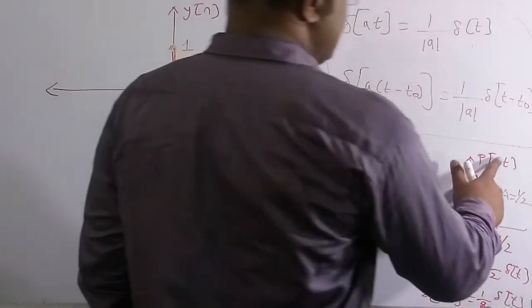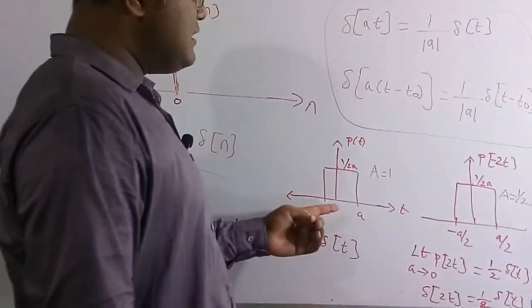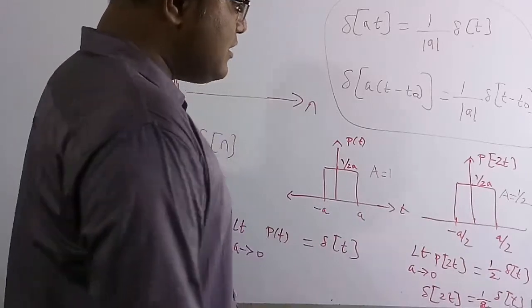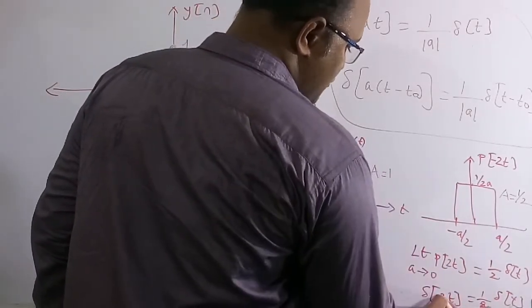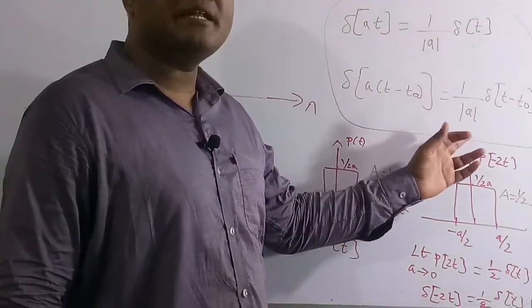And suppose I take minus 2, then I get the same figure again, with the height again 1 by 2. So this is the same thing I get. Delta of minus 2t is equal to 1 by 2 into delta of t. That is the reason we take the modulus here.